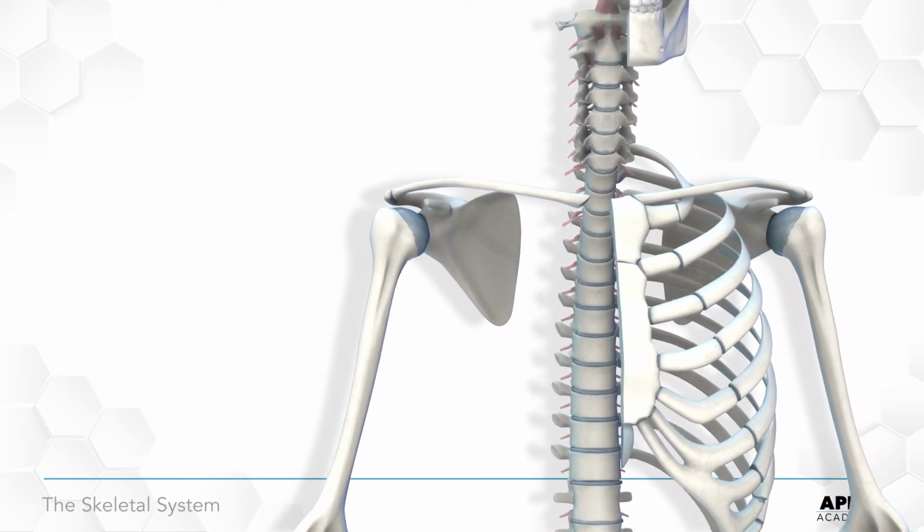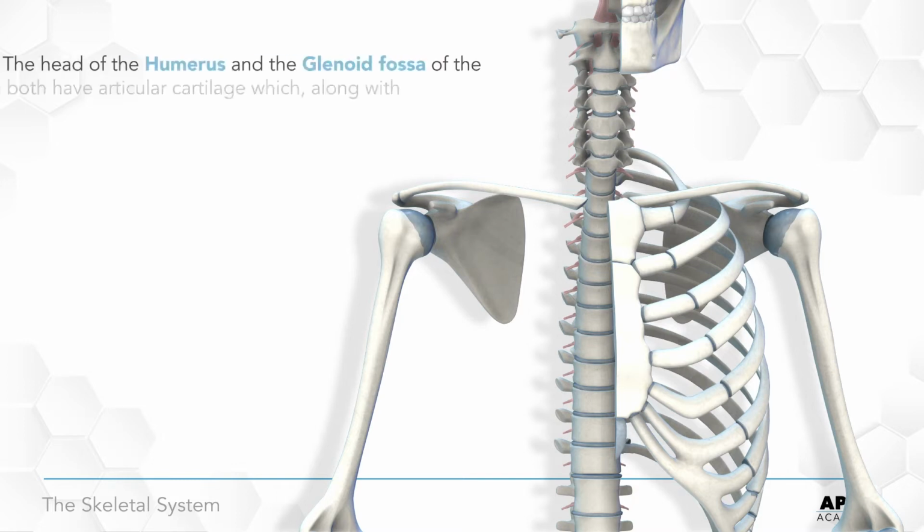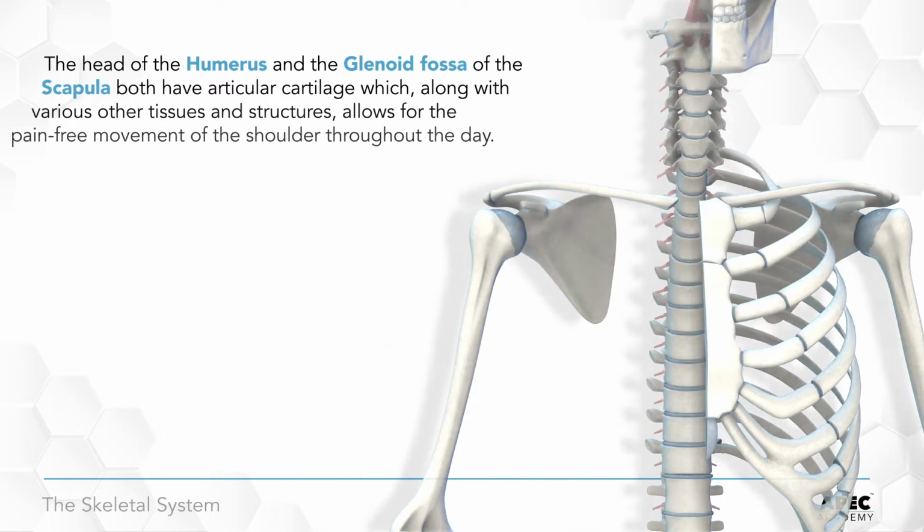An example of this would be in the shoulder joint, which is also known as the glenohumeral joint. The head of the humerus and the glenoid fossa of the scapula both have articular cartilage which, along with various other tissues and structures, allows for the pain-free movement of the shoulder throughout the day.